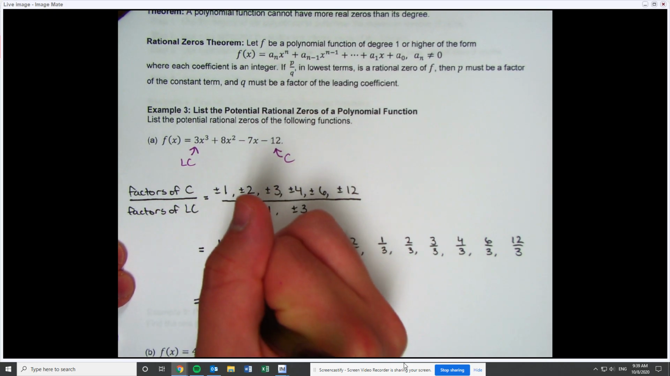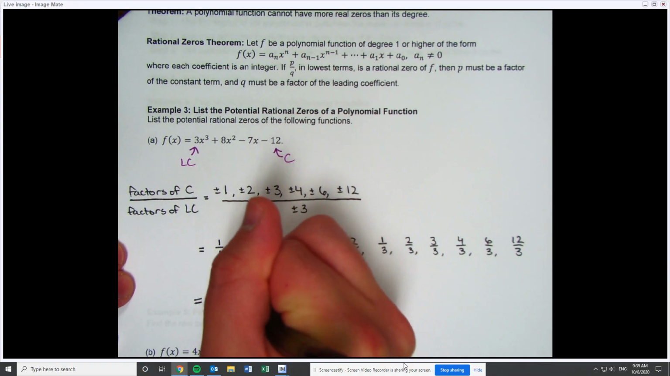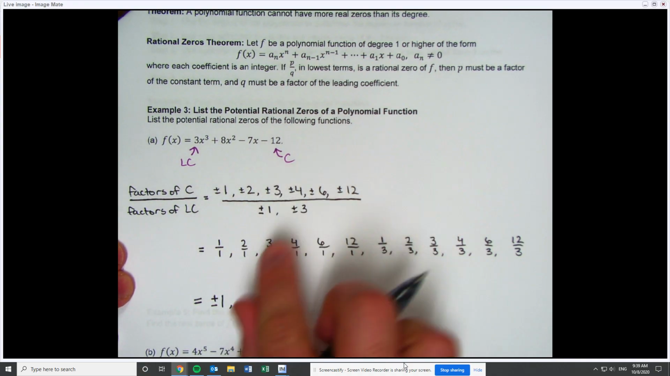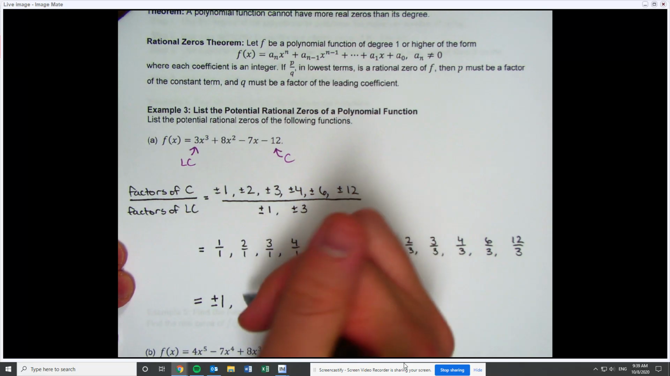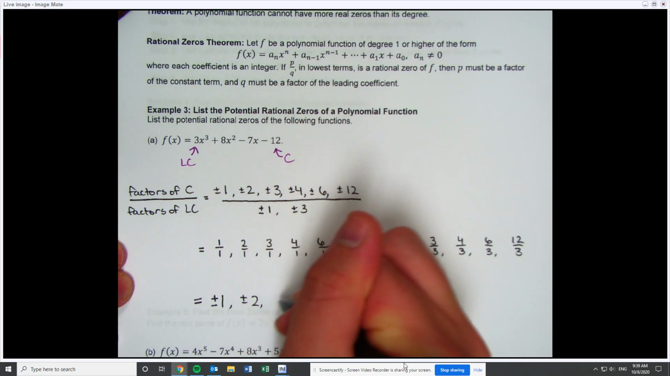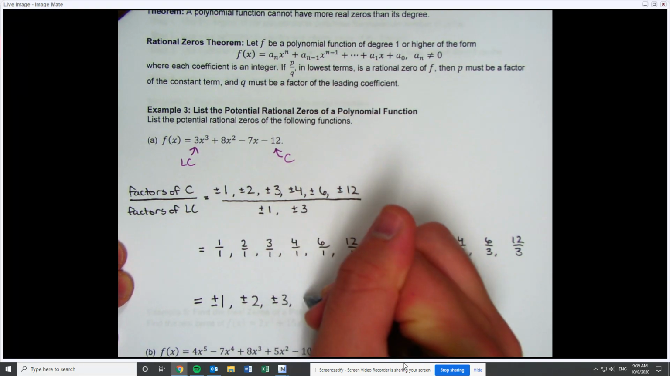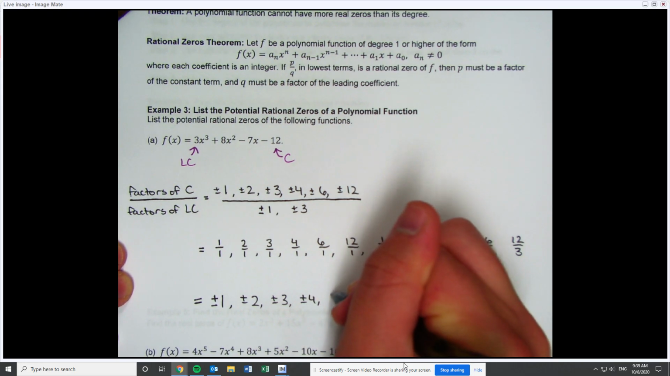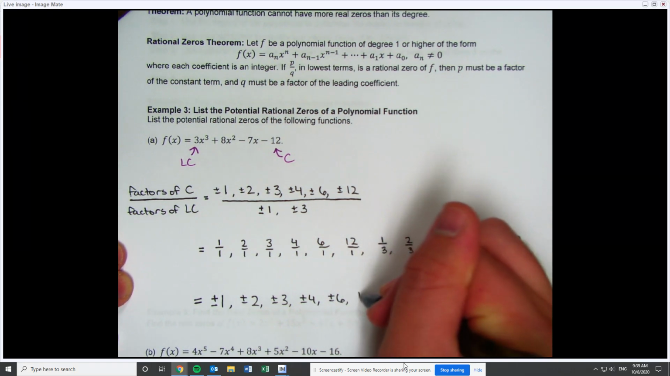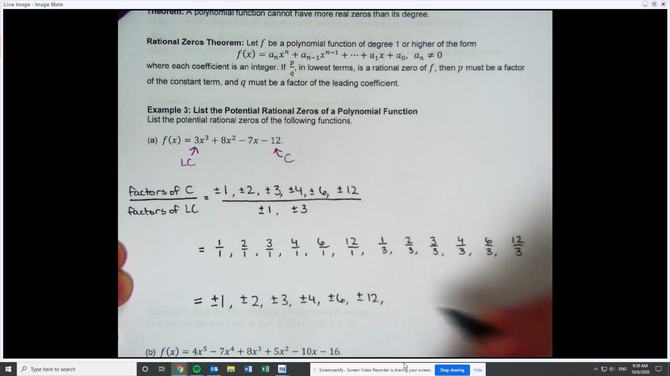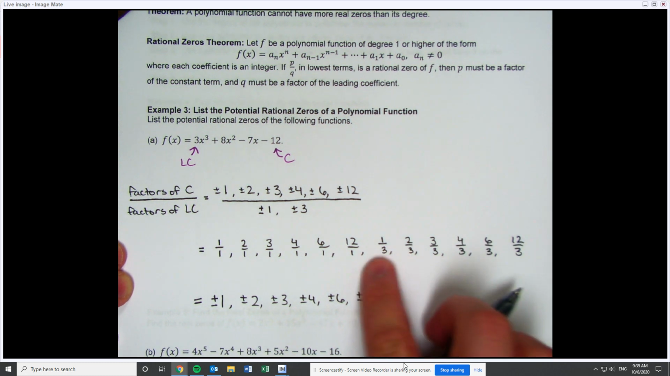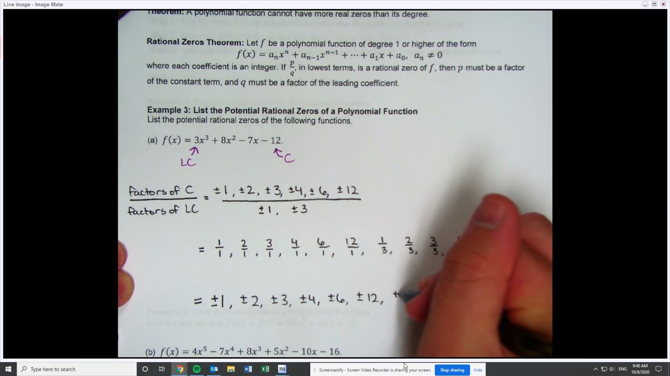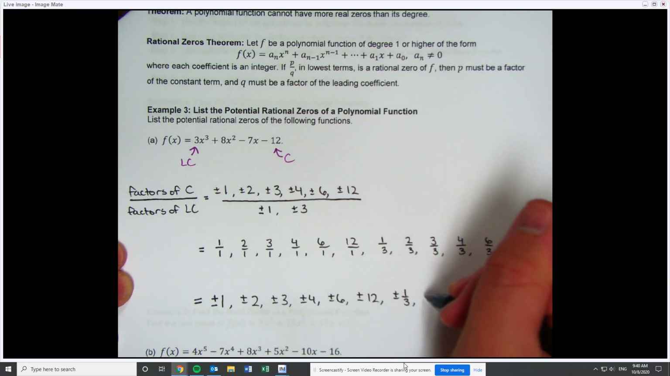So 1 over 1 is just equal to 1. So I have plus or minus 1. Everything over 1 is just going to be itself. So plus or minus 2, plus or minus 3, plus or minus 4, plus or minus 6, plus or minus 12. Now for these, I have plus or minus 1/3, plus or minus 2/3.